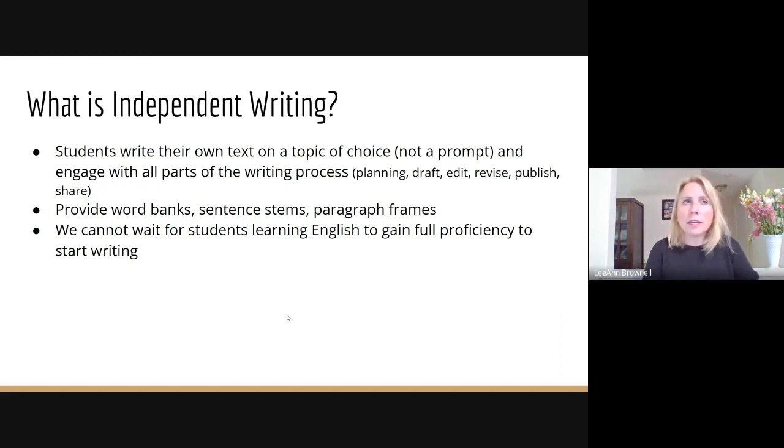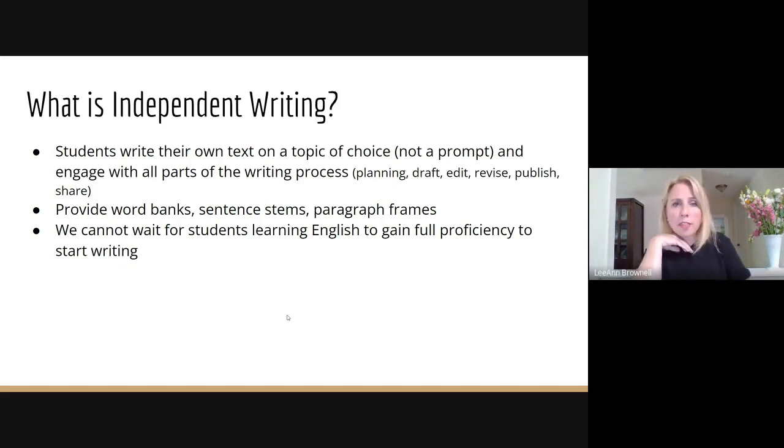So this really gives the students an opportunity to engage with all of the processes, learn about what happens at each stage, and then actually see something through to completion and have that sense of accomplishment because they started something and they finished it. To support students with their independent writing, please provide them with word banks. Maybe they need sentence stems or paragraph frames. I have some examples coming up.